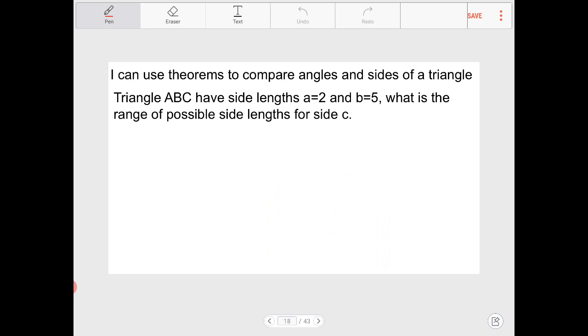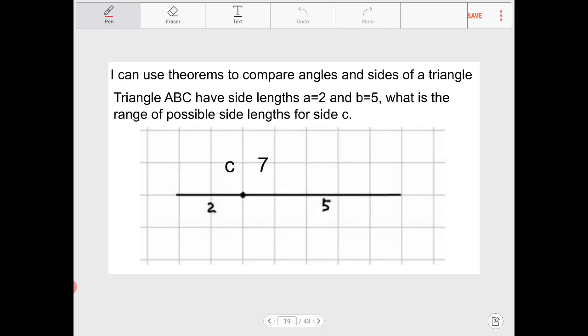Hopefully you guys had some time to think about this. The best way to demonstrate this is to draw a series of different triangles. I know that side length A is 2 and side length B is 5, and I'm going to draw these side lengths in their extremes so that you can justify for yourself why the range of C is the way it is.